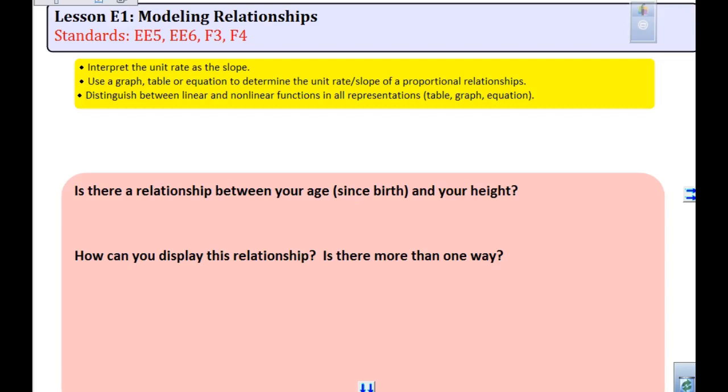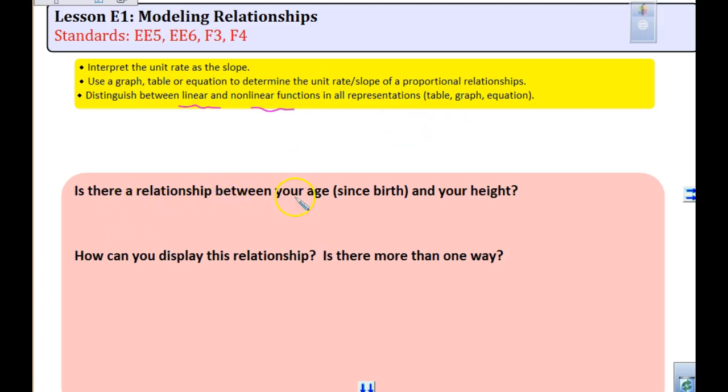Unit rate is slope. So in science, you guys have been doing some stuff with unit rates and finding your rate of change. You're going to be using a graph, a table, and an equation to determine our unit rate, or often going to be referred to as our slope, or proportional reasoning, what we're talking about. And we're going to have to distinguish between what's linear and what's nonlinear as we get through this unit.